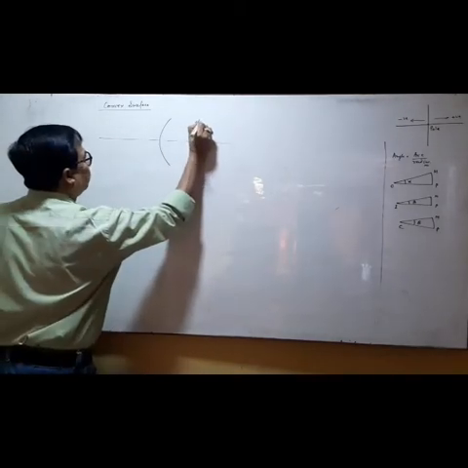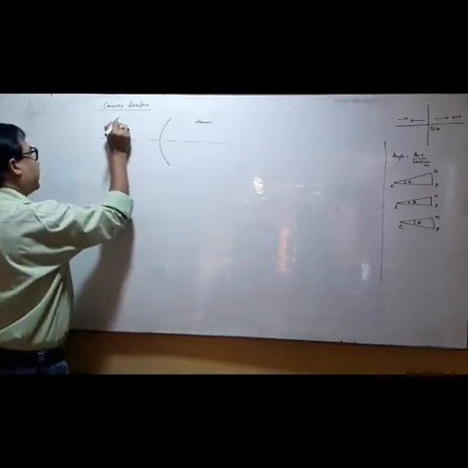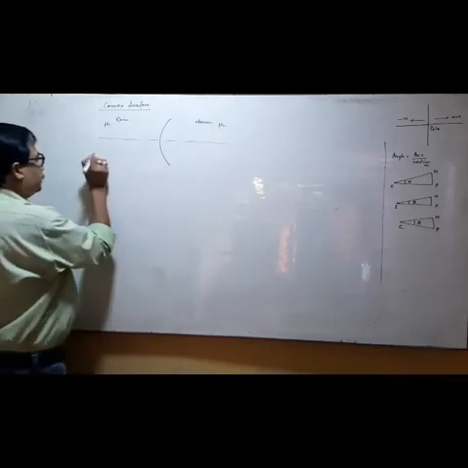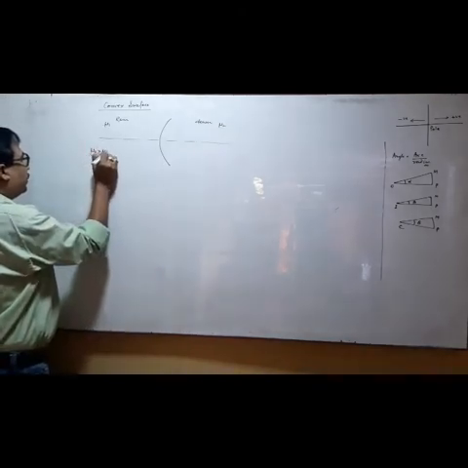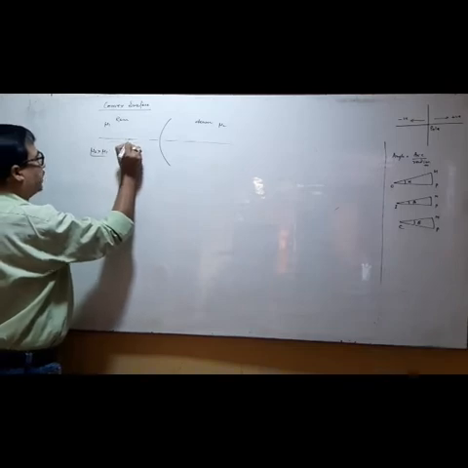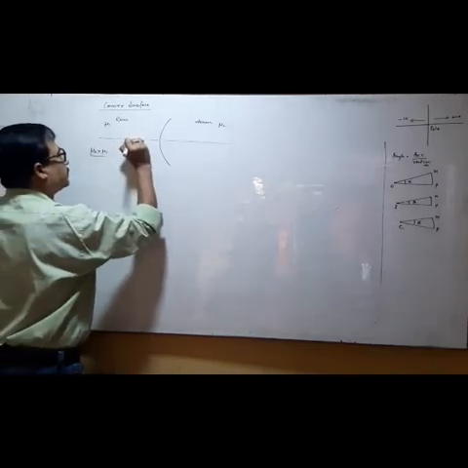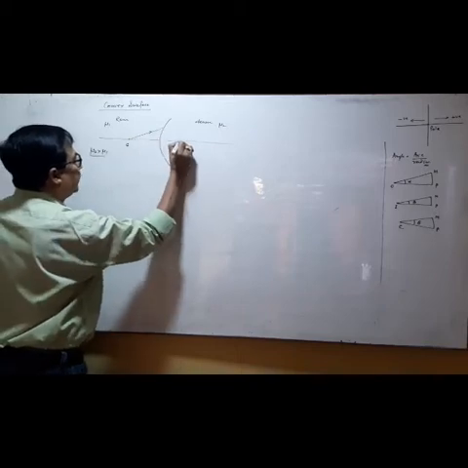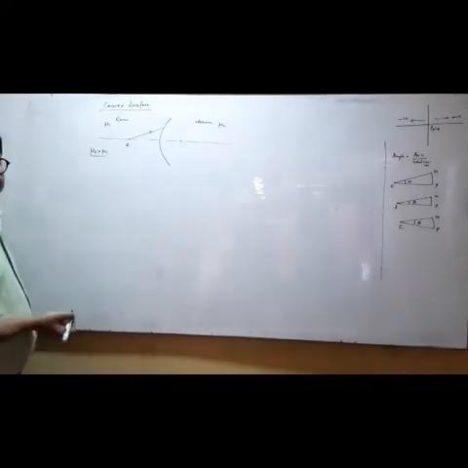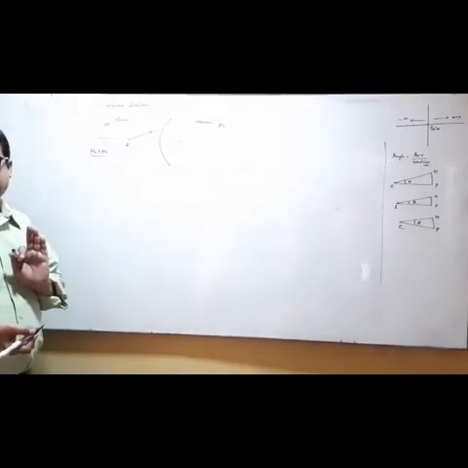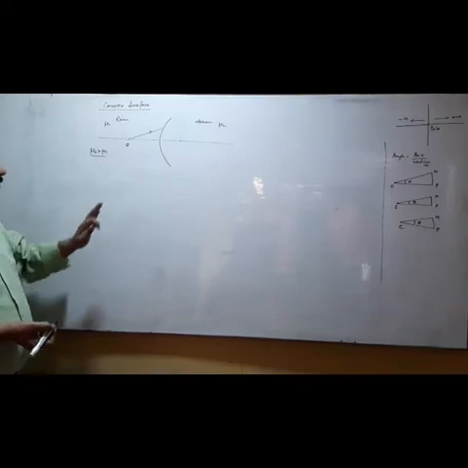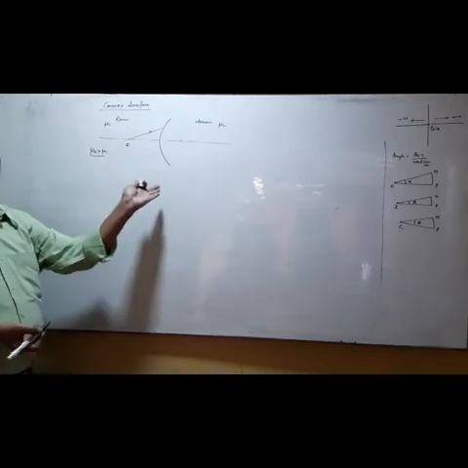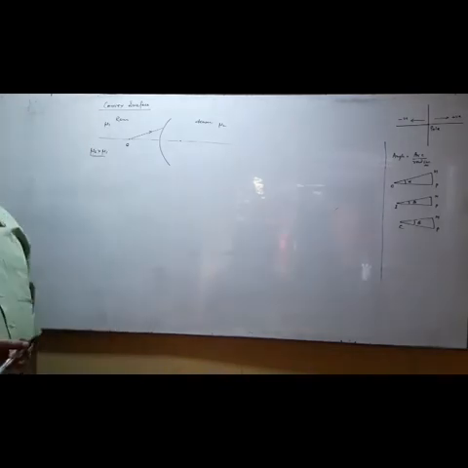This is denser, this is rarer, mu1, mu2, the condition is mu2 is greater than mu1. O is the object, and a ray of light starts from O, but here the center is on the other side. The difference in the diagram you should mark. In the first case, the center was on the left hand side; because the surface became convex, the center is now on the right hand side.